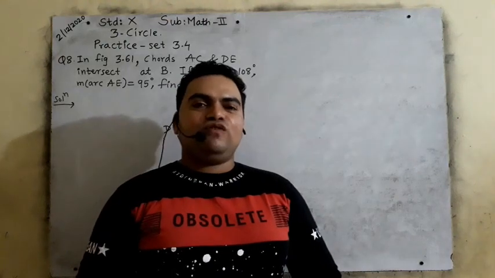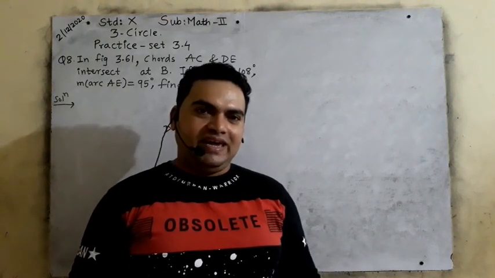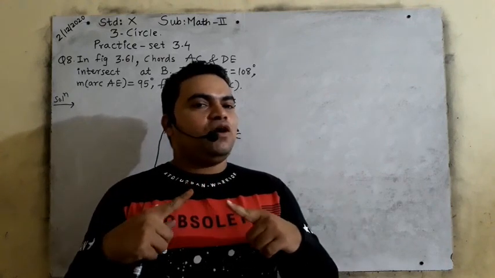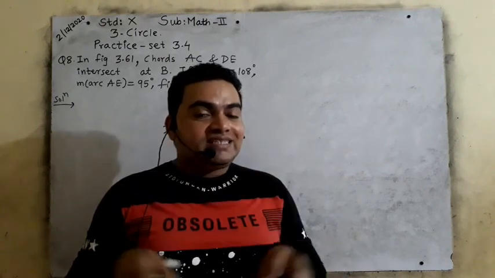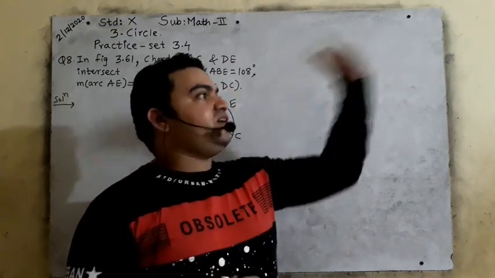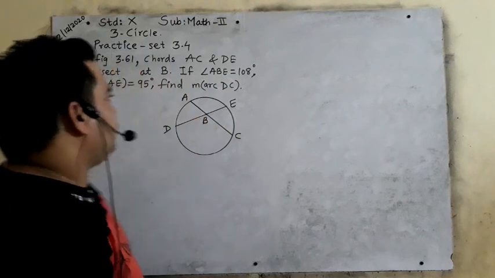So dear students, after question number 7 we will see question number 8. This also I explained yesterday. When two chords intersect each other inside the circle, then we have to focus on the arc which is in front and which is behind. Look at here what I am saying.